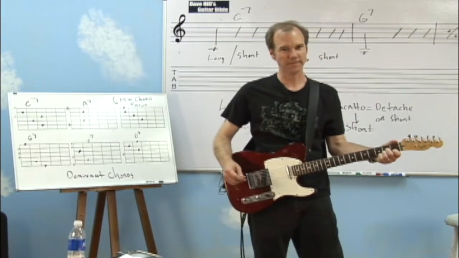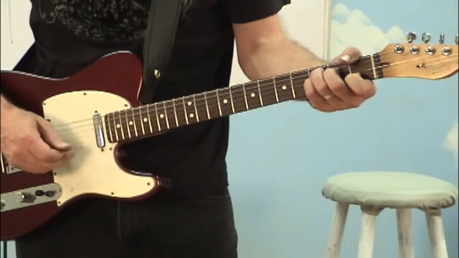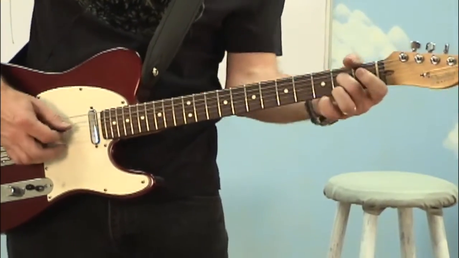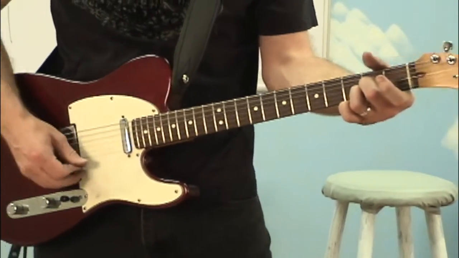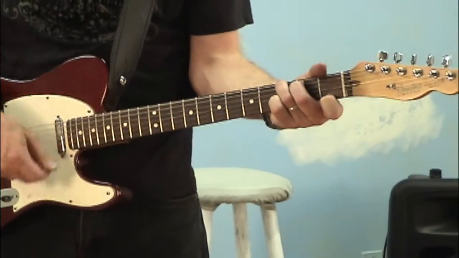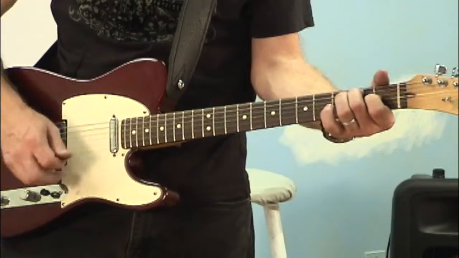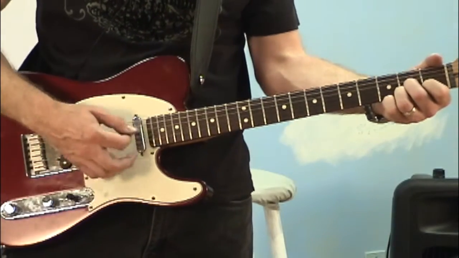So now we've learned 5 new dominant chords. So we've got C7, we've got A7, we've got G7, we've got E7, and we've got D7.